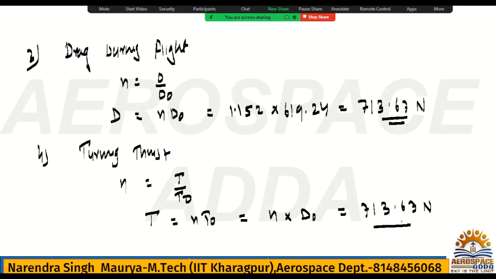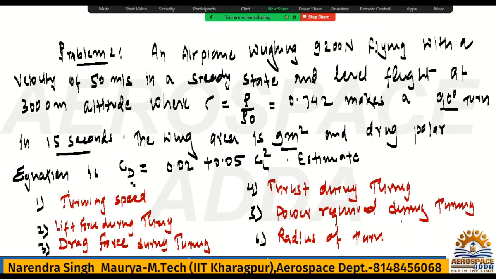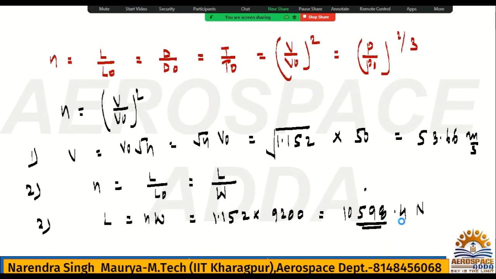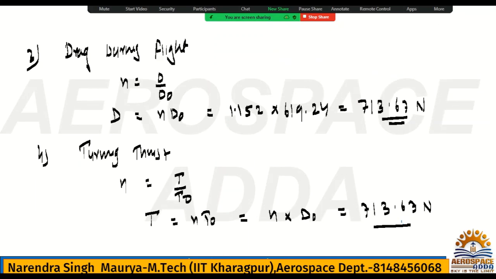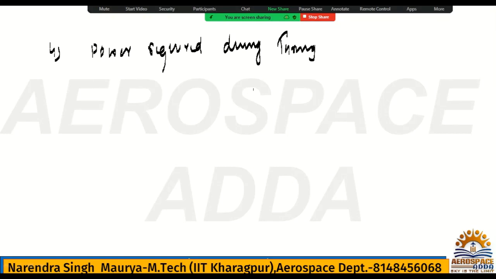Now, what is the next data we have to calculate? It is nothing but power required during turning. So what is the power required during turning? Take the formula. N is equal to P upon P naught to the power 2 by 3. So power required during turning. What is the formula? N is equal to P upon P naught to the power 2 by 3.